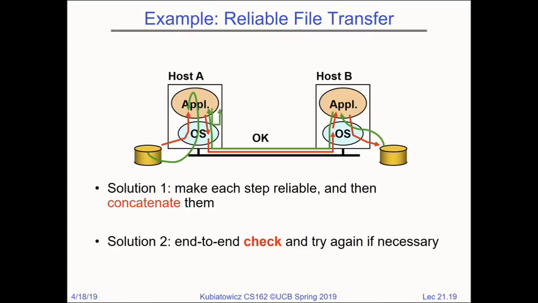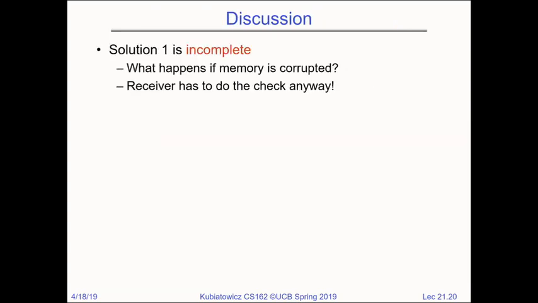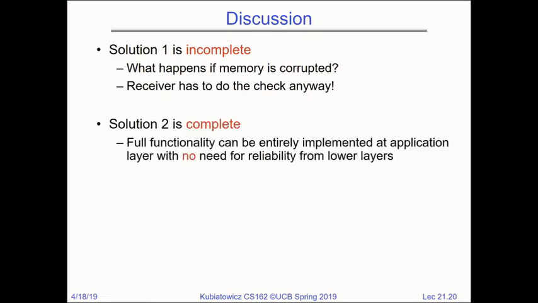Now, solution 1 is incomplete, because if the memory is corrupted you have to do the check anyway. So checking everything all the way through is guaranteed to miss something. However good you are, you're going to miss something. Solution 2 is complete. The full functionality can be entirely implemented at the application layer with no need for reliability from the lower layers. You could get garbage underneath. You'd catch it. You'd send it again.